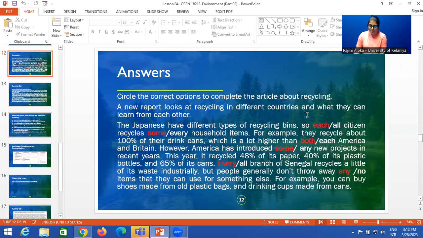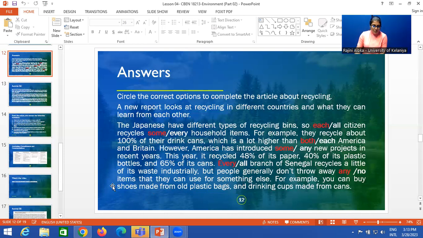Every branch of Senegal recycles a little of its waste industrially, but people generally don't throw away any items that they can use for something else. For example, you can buy shoes made from old plastic bags and drinking cups made by cats.